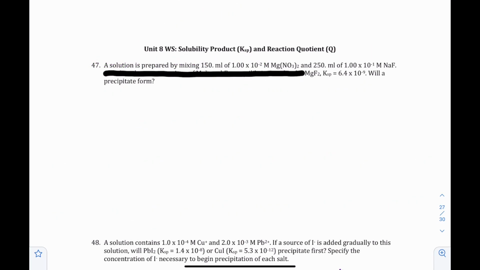Number 47 is very similar to the example problem in your packet. Calculate Q and compare it to K to determine whether a precipitate will form.